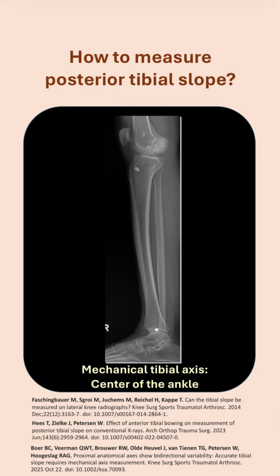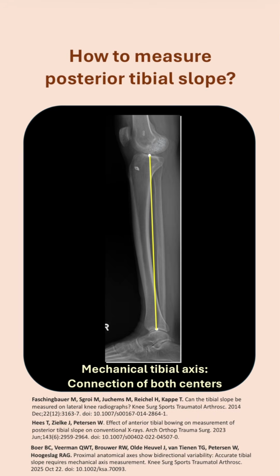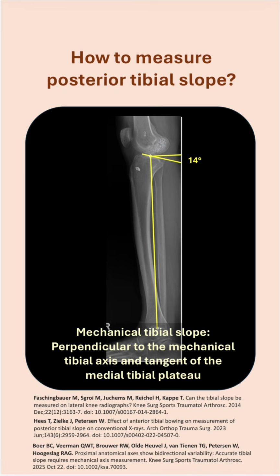The posterior tibial slope is then measured as the angle between a line perpendicular to the proximal anatomical tibial axis and a tangent drawn along the medial tibial plateau. Most published studies investigating the effect of tibial slope on knee stability have used this measurement method.